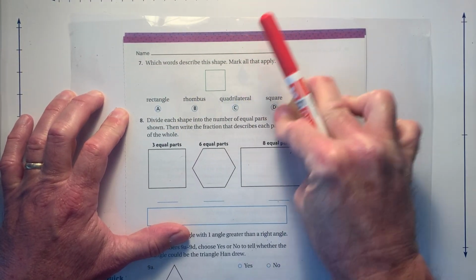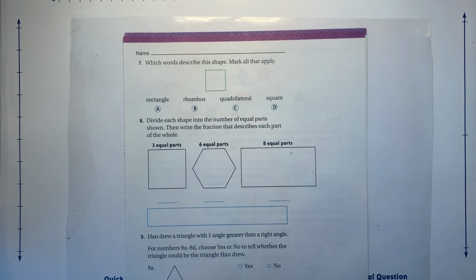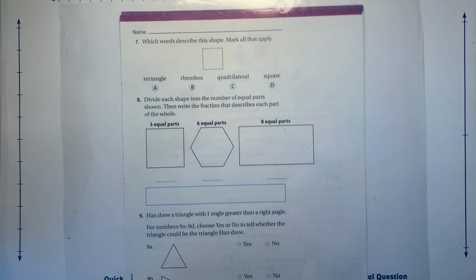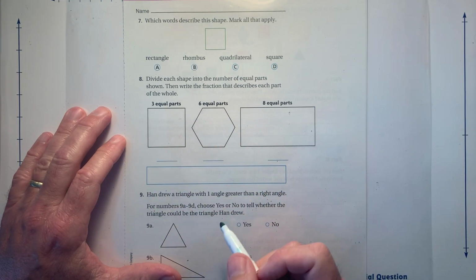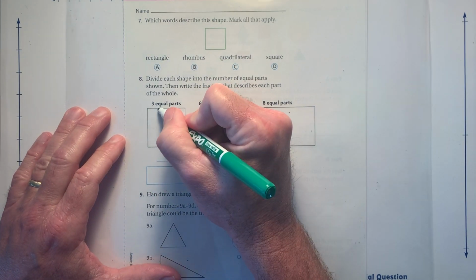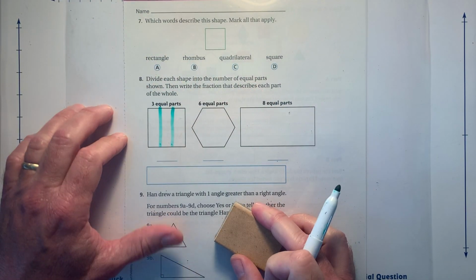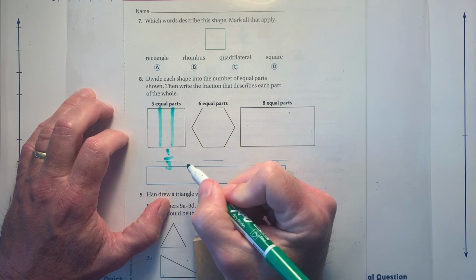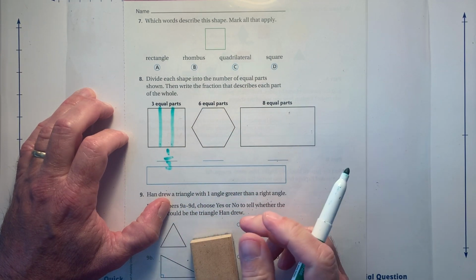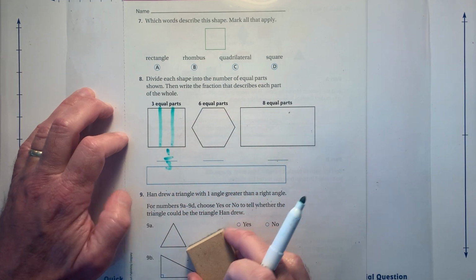Okay, continuing on. Divide each shape into the number of equal parts shown. Then write the fraction that describes each part. Okay. So, if I want to divide this into 3 equal parts, really the only 2 ways to do it are to do this. That's 3 parts, 1, 2, 3, and that means that is 1/3, 1 equal part. The fraction that describes each part is a third. That is our unit fraction.